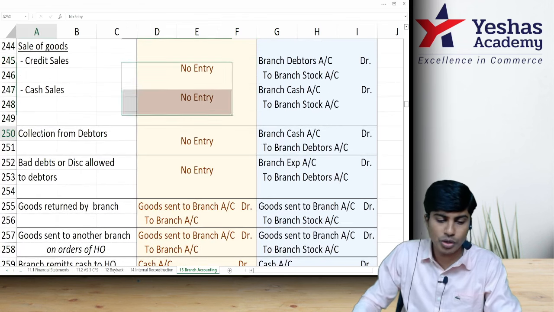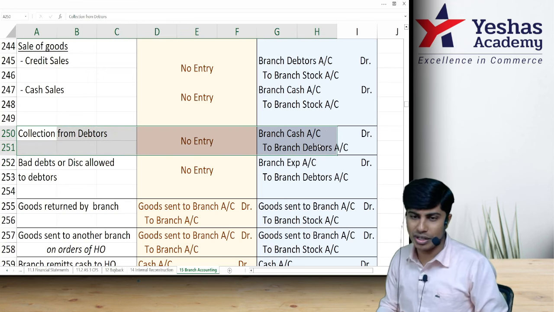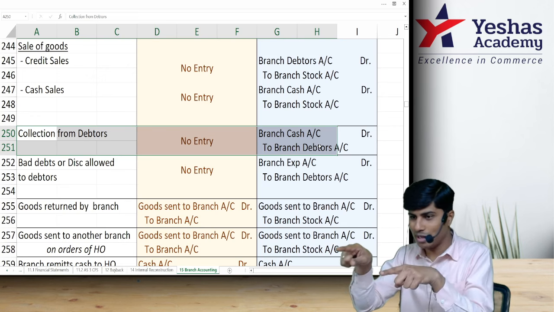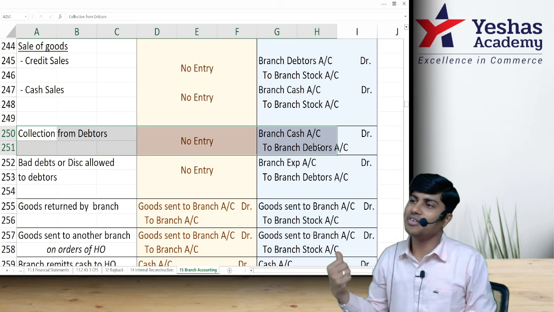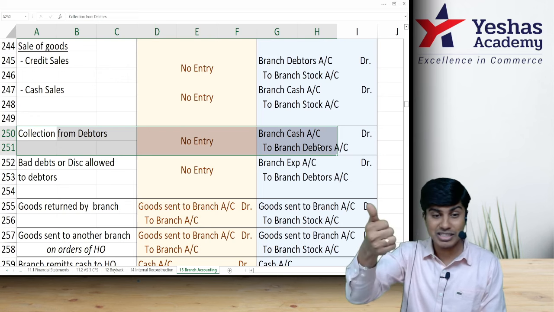Next, in case we are doing collection of cash from debtor, under debtor system there is no entry. Why? Cash is also there within the branch account, debtors is also there within the branch account. So two items, debit and credit, are in the same ledger. However, when you do stock debtor, it's broken into several ledgers. The usual entry for collection is Cash to Debtors.